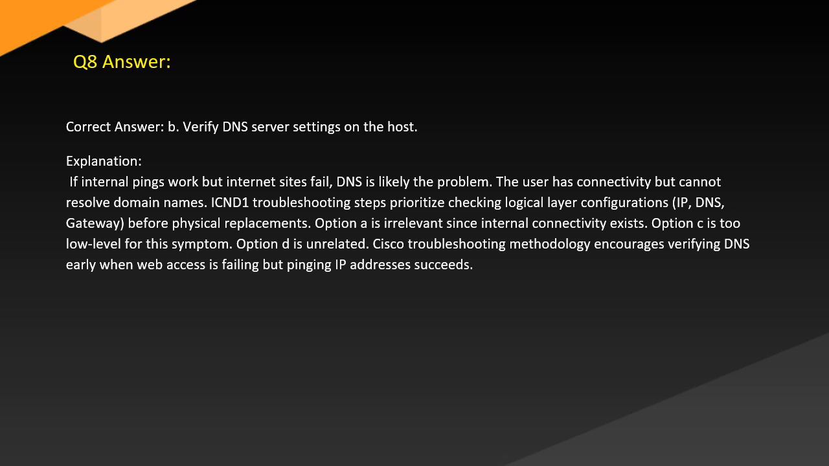Explanation. If internal pings work but internet sites fail, DNS is likely the problem. The user has connectivity but cannot resolve domain names. ICND troubleshooting steps prioritize checking logical layer configurations, DNS and gateway, before physical replacements. Option A is irrelevant since internal connectivity exists. Option C is too low level for this symptom. Option D is unrelated. Cisco troubleshooting methodology encourages verifying DNS early when web access is failing but pinging IP addresses succeeds.